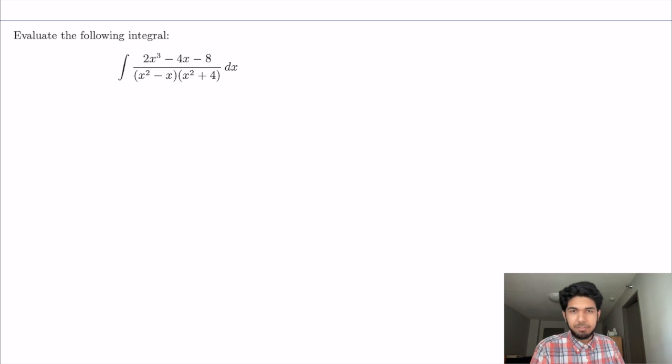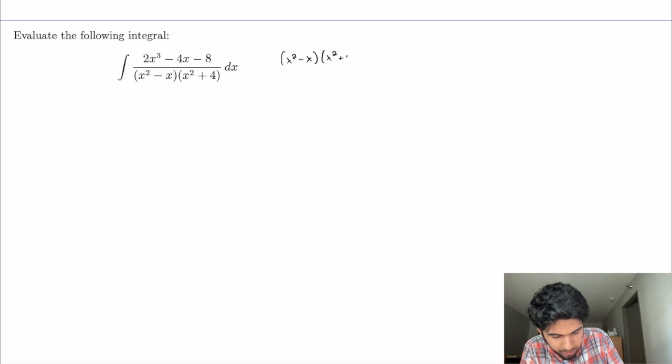it's factorized, but we can factor it a little bit more, because we can say that x squared minus x times x squared plus 4, well, we can factor out an x from the first term, and we have x times x minus 1 times x squared plus 4.